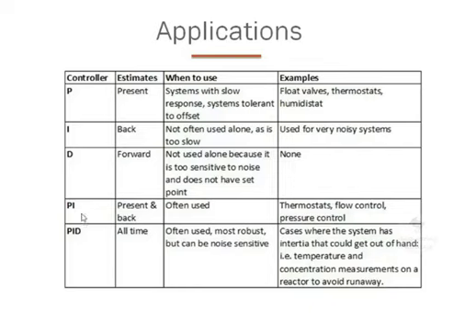Okay. Next one, P plus I, present plus past, often used in thermostats, flow control, and pressure control. Whereas PID means it is calculating all, it is taking all. It is often used, it is more robust, but can be noise sensitive. In cases where the system has inertia that could get out of hand, which means temperature and concentration measurements, we will use this PID combination.